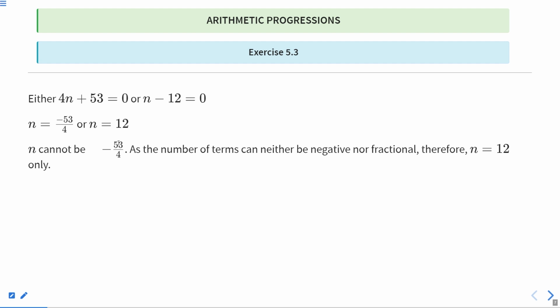So we know n cannot be a negative number. So n cannot be minus 53 by 4, as the number of terms can be neither negative nor fractional. Therefore, n can only be 12. So here we can take the value of n is equal to 12 only.